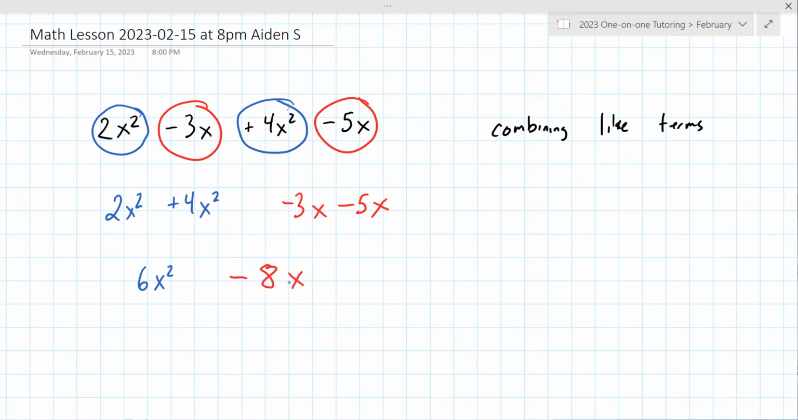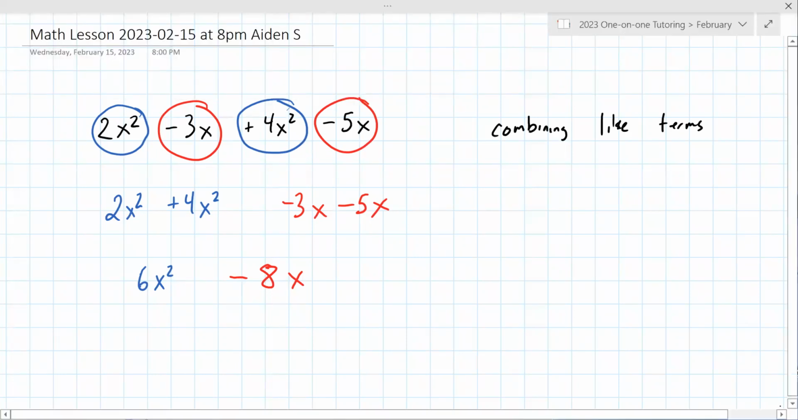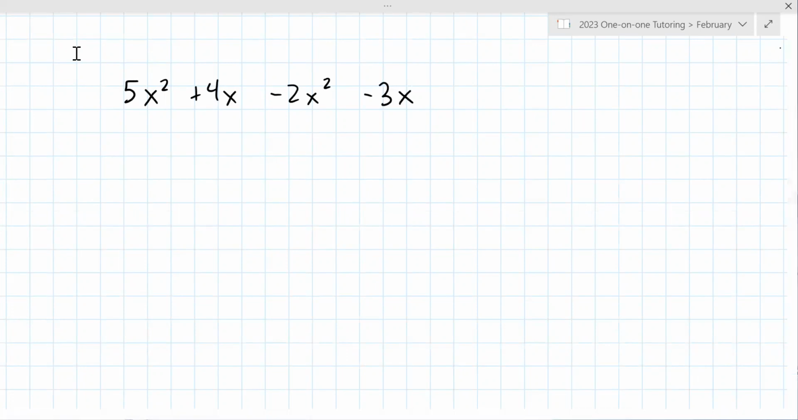Okay. All right, so let's try another one here. I think we also talked about maybe doing a little bit with addition and subtraction, so I'll jump to that. But let's try another one here. Let's go 5x squared plus 4x minus 2x squared minus 3x. Could you try this one on your own, please?